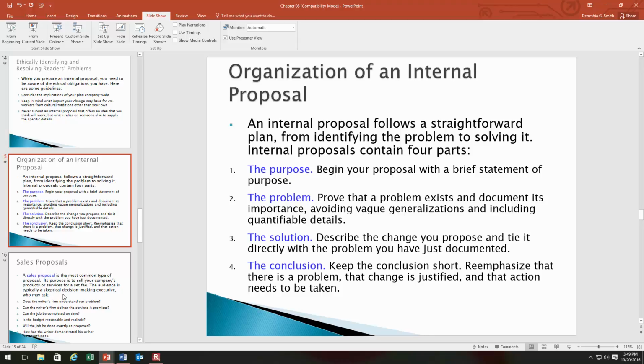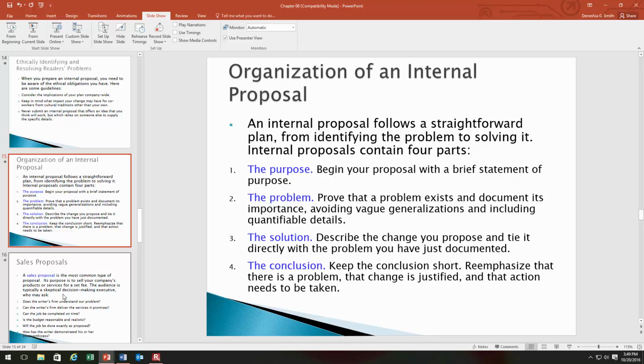The solution. Now that you've identified the problem, you want to make sure that you propose the solution, right? And that's the heart of it all, right? You have a solution that you think will work. Either you are the solution, your company is the solution, or you have an idea that's the solution and you think that will work. Describe the change you propose and tie it directly with the problem you've just documented.